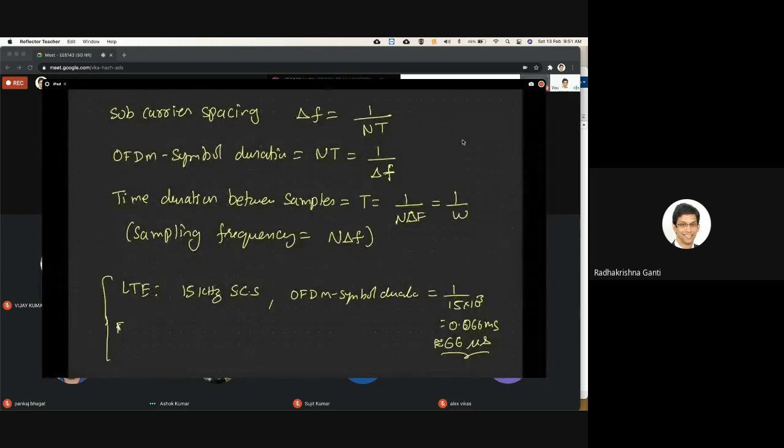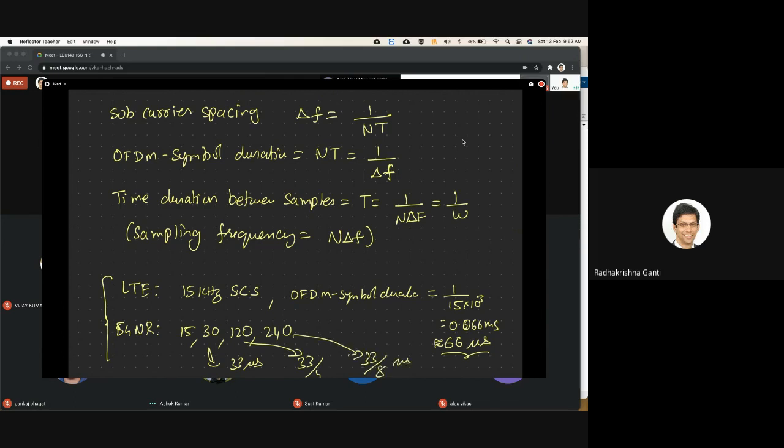So in 5G NR, they introduced multiple subcarrier spacings. One is 15, one is 30 kilohertz, one is 120 kilohertz, one is 240 kilohertz. At 30 kilohertz, what will be your OFDM symbol length? It will be half of this, 33 microseconds, approximately. At 120 kilohertz, it will be 33 by 4. At 240, it will be 33 by 8 microseconds. So one way of effectively reducing the latency in the system is to increase your subcarrier spacing. The main idea is the OFDM symbol duration is inversely proportional to the subcarrier spacing. Always remember this.